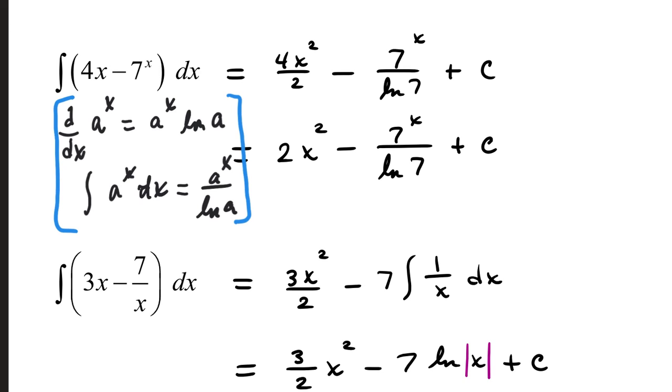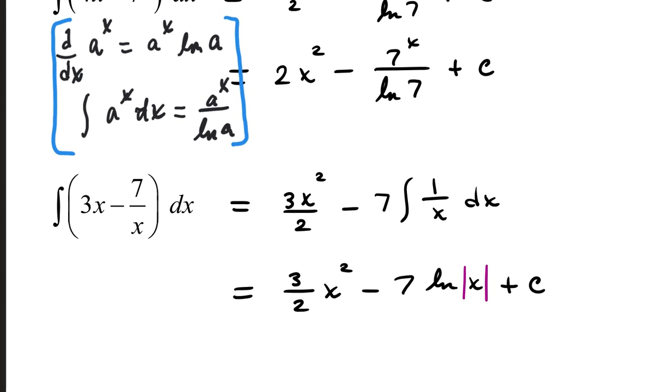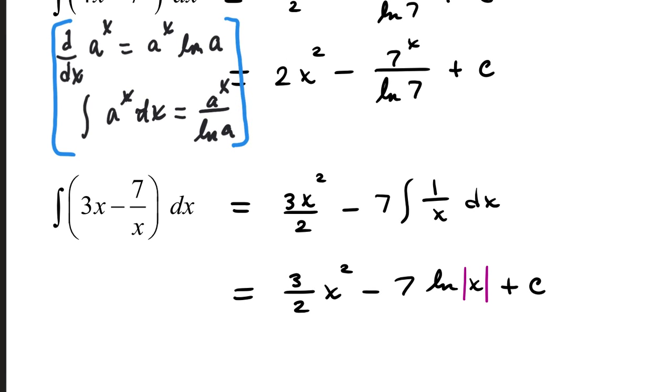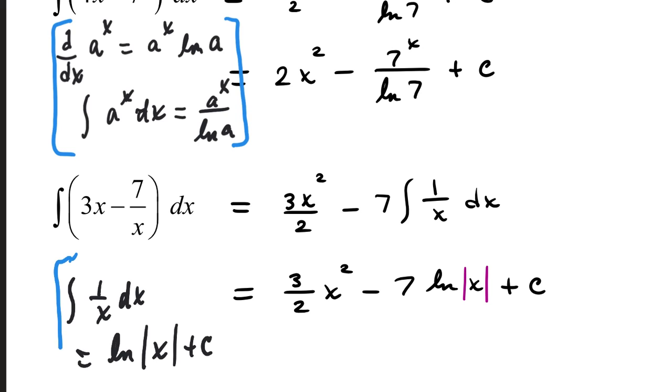The last example that we did in class, we had the integral of 3x minus 7 over x. Recall from Cal 1, that the integral of 1 over x dx is equal to natural log absolute value of x plus c. So I'm going to make a note of this.